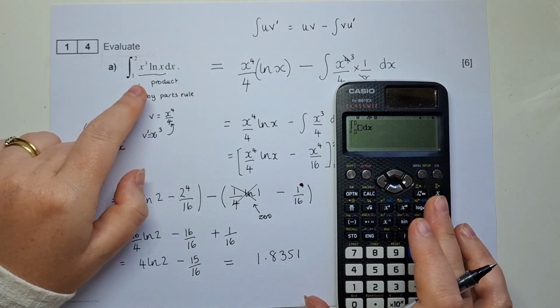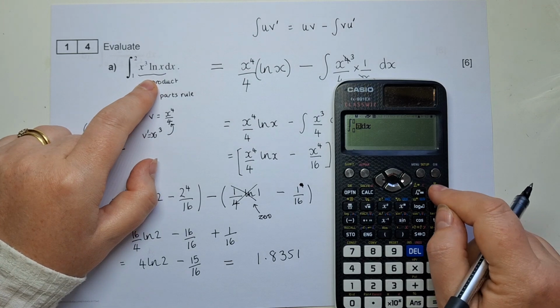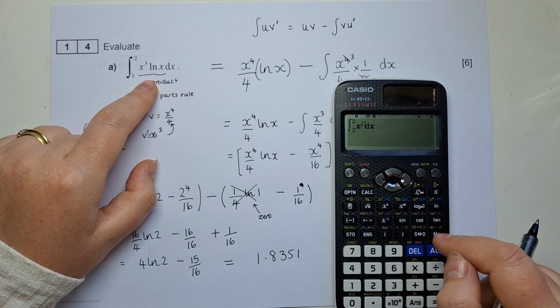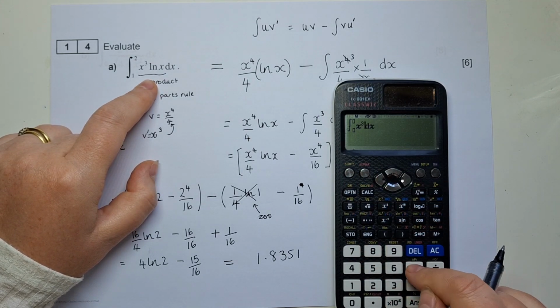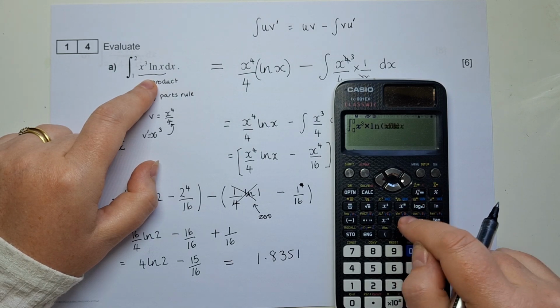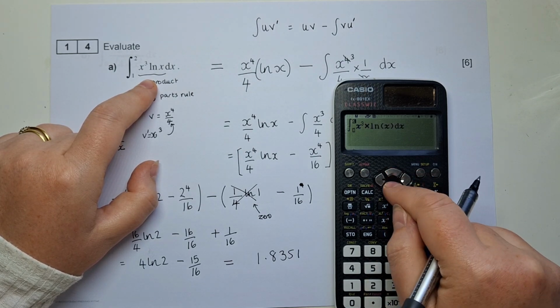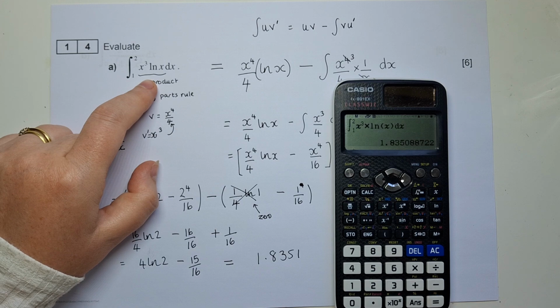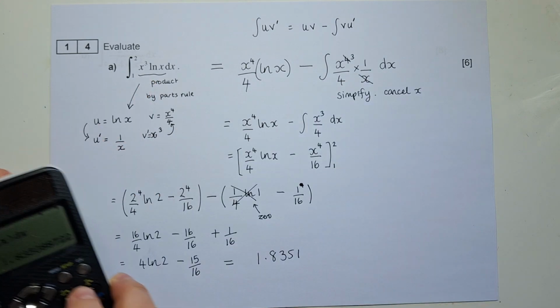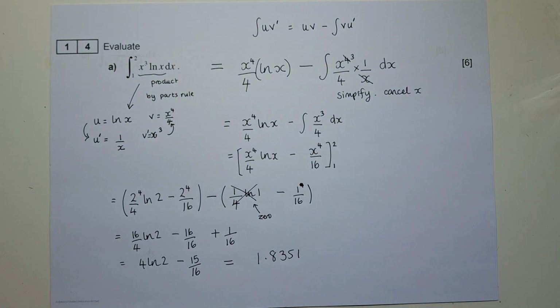Let's just double check that we've done that correctly. So x cubed times ln x integrated between 1 and 2 as our limits. Yeah, that's fine. Okay, so any numerical integral you can definitely check. If it says exact values, then it's just looking for a tidied up answer, but not the decimal equivalent. But obviously you go with what it asks you to do.